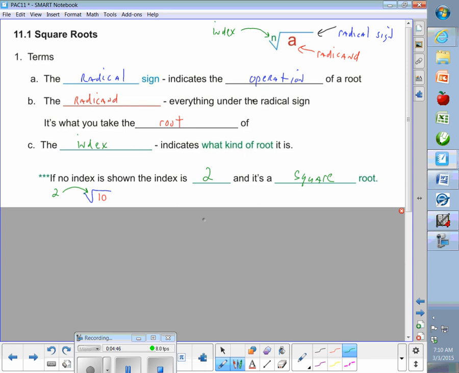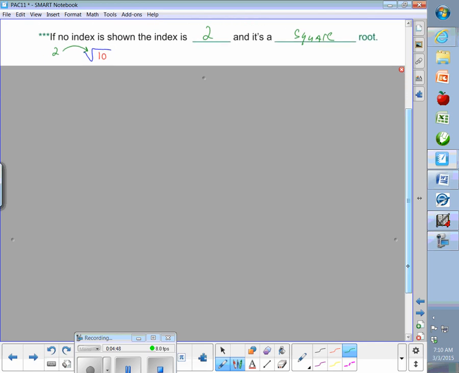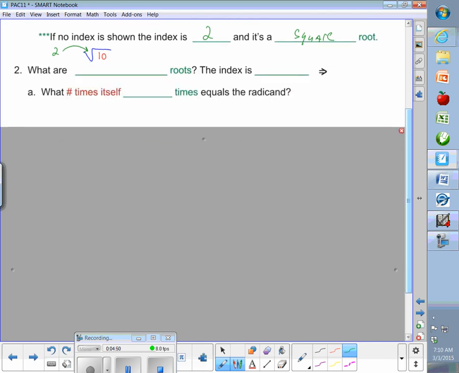All right, so let's talk about square roots then. What is a square root? So 2, what are square roots? Well, we already said the index is 2. And what does that do? The index tells you, again, what kind of root it is. So the index tells you what number times itself, and this matches the index, 2 times, equals the radicand. A square root, what number times itself 2 times?